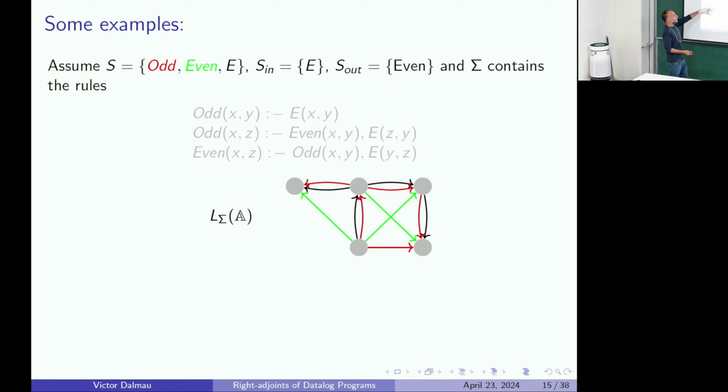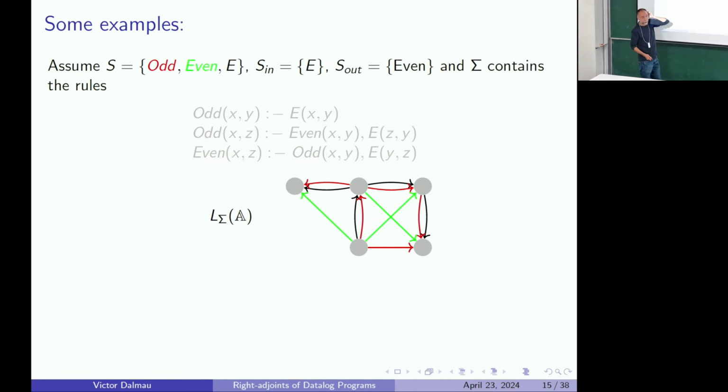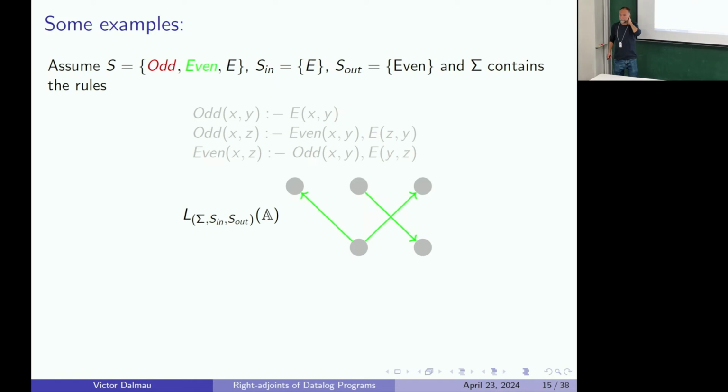And then finally, you just forget everything that is not in the output signature. So you see, this is a function that takes a graph and now produces a new graph where two nodes are connected if they were connected by a walk of even length.